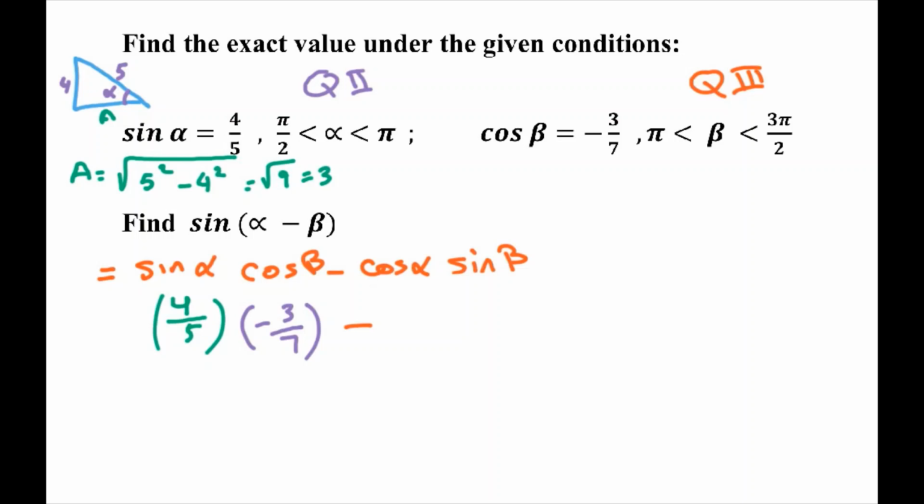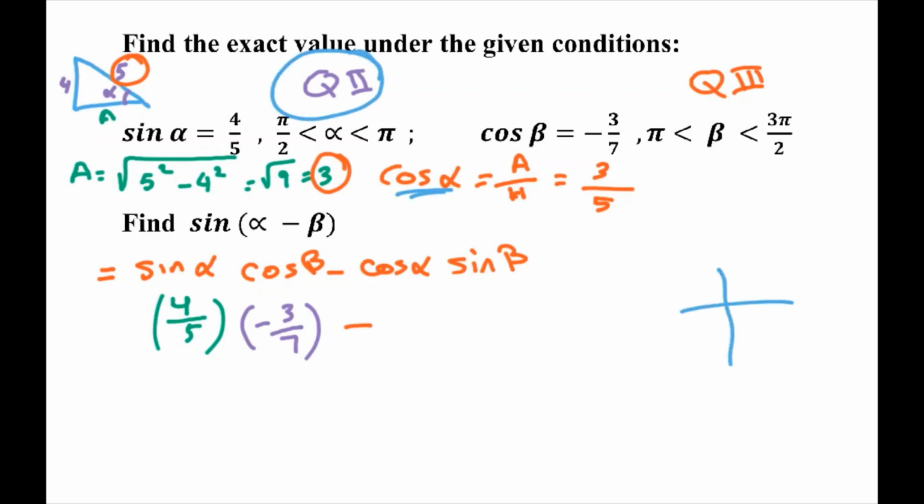That's the adjacent. Why do we need to find the adjacent? Because cosine alpha will be equal to adjacent over hypotenuse. Adjacent over hypotenuse is equal to what? 3 over 5. We are not done. We need to study the sign of cosine in quadrant 2. Based on the CAST rule, in quadrant 2 only sine is positive, so this is going to be negative. So I'm going to go here and write negative 3 over 5 instead of cosine alpha.